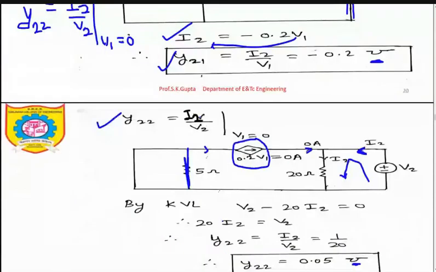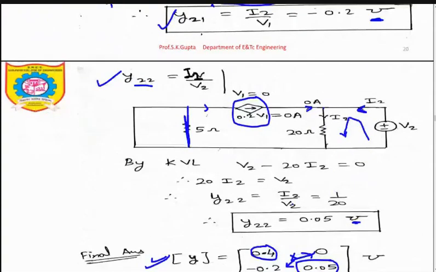Next, Y22 is I2 upon V2. So V1 is 0, short circuited. So this also gets short circuited, and as V1 is 0, this current value is 0. So here I2 current will flow in this 20 ohm resistor because from here 0 ampere is coming. So the outgoing current will be simply I2. Just apply one KVL and we can get the value of I2 upon V2. And the most important thing, Y parameters have a unit of mho. Okay.